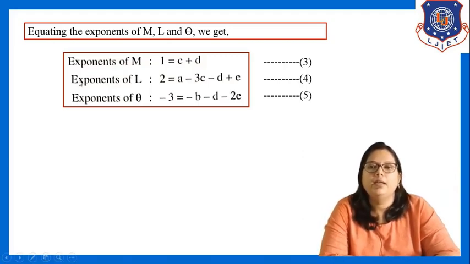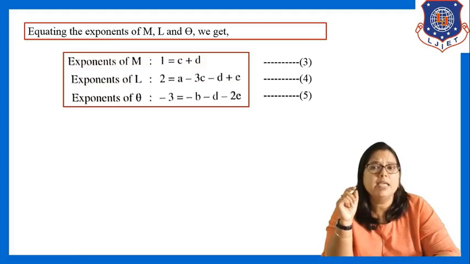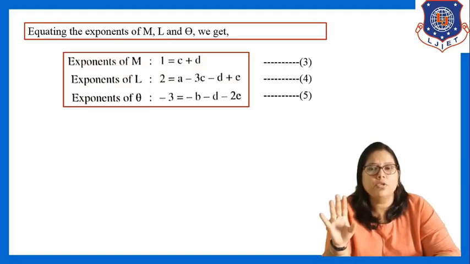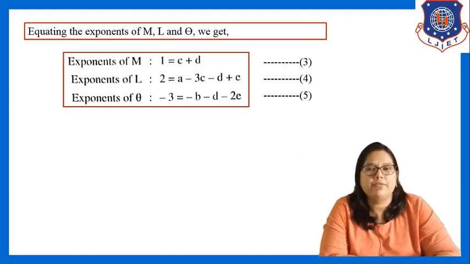Exponent of L, 2 is equal to a minus 3c minus d plus e. I am doing just the comparison of exponents of left hand side and right hand side, nothing else. So don't be confused, see carefully. Exponent of L is 2 is equal to a minus 3c minus d plus e. This is my equation number 4.